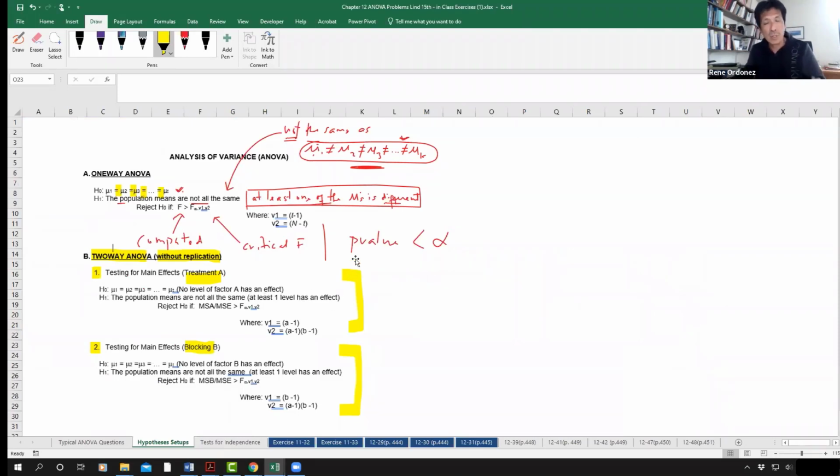The decision rule will still be the same, where we compare the computed F to the critical F. So this is nothing really new. The only difference is that you will now have two factors. So let's look at an example of how we conduct this two-way ANOVA without replication.